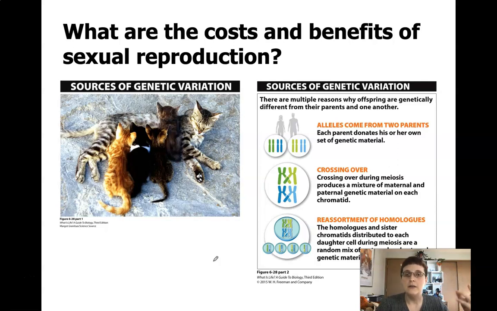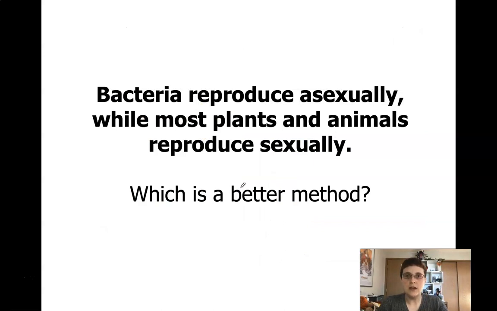Okay. And my guess is that most of you said genetic variation, right? You can get so much genetic variation here. However, if you think about it, bacteria reproduce asexually, right? And bacteria are successful. They're everywhere. While most of the plants and animals reproduce sexually. So which is the better method?